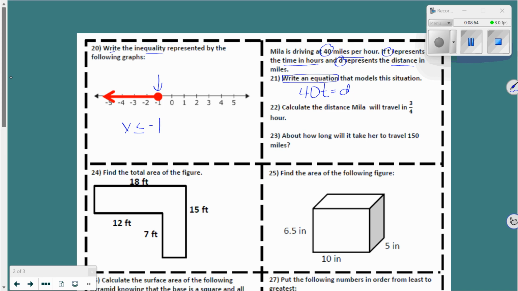So I need to take 40 miles per hour times the amount of time I travel. It's going to tell me how far I went. Calculate the distance Milo will travel in 3/4 of an hour. So did they give me the time or the distance? Time. So that means that goes in t. So I'm doing 40 times 3/4. In order to multiply, I have to put it over a fraction. I've got a 4 and a 40. I can reduce those, gives me 4 and a 10. 3 times 10 is 30. So he will travel 30 miles.